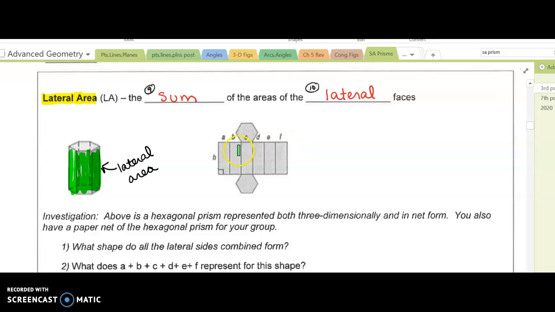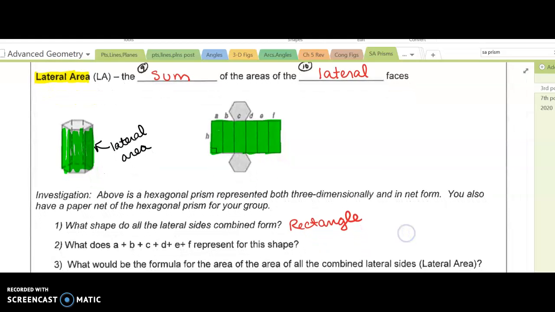How you would find that. So here you can see I've taken a hexagonal prism and I've unfurled it, I've unrolled it, I've drawn the net using the rollout method, and you can see these lateral faces here basically form one big giant rectangle. Okay, so what does A, B, C, D, E, F represent for the shape? It's the top of the rectangle, right? Let's call it the length of the rectangle. It's the long side, right?